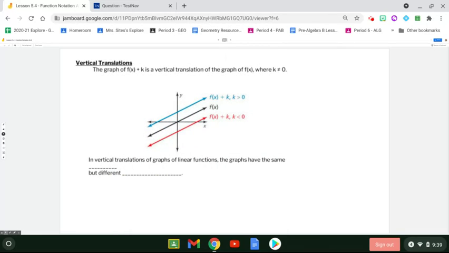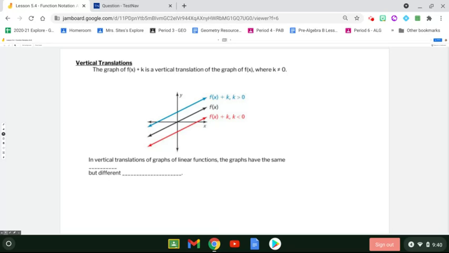Okay, the last part of your lesson today is to make some comparisons about some functions in terms of how much a graph is shifted up or down on a graph. These are called vertical translations. So how you're going to determine that is by taking a look at your y-intercept. It says the graph of f of x plus k is a vertical translation of the graph f of x where k cannot equal 0.